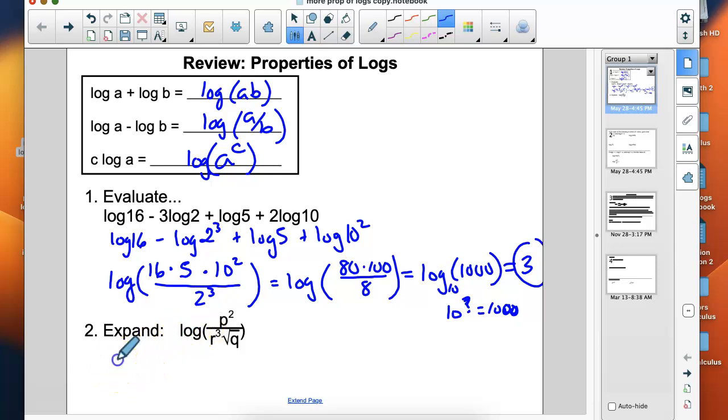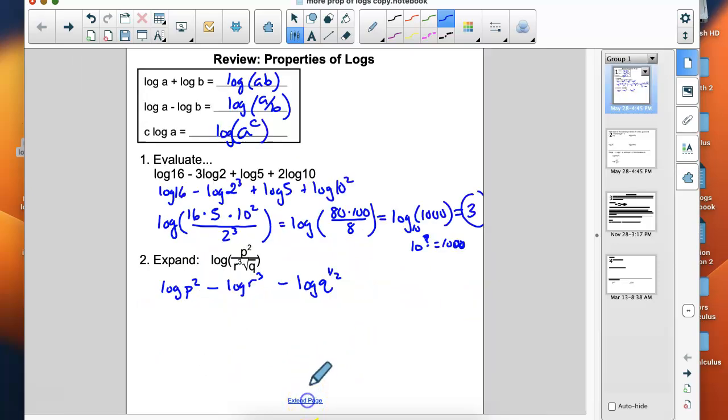So I have the log of p squared. Now I have all of this stuff divided. When I separate these, the division is going to turn into subtraction. That is property number 2. My division, when I put it as 2 separate logs, turns into a subtraction. So log of r to the third, and I also am going to do minus log of the square root of q. I'm going to write that as q to the 1/2 because that'll make it easier to do my next step.